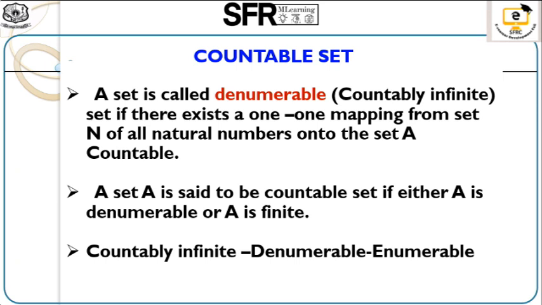A set is called denumerable or countably infinite if there exists a one-to-one mapping from the set N of natural numbers onto a set S, then S is a countable set. A set A is said to be countable if it is either denumerable or A is finite. Denumerable means countably infinite set. A countable set is a finite or countably infinite set. Countably infinite means the denumerable or enumerable sets.